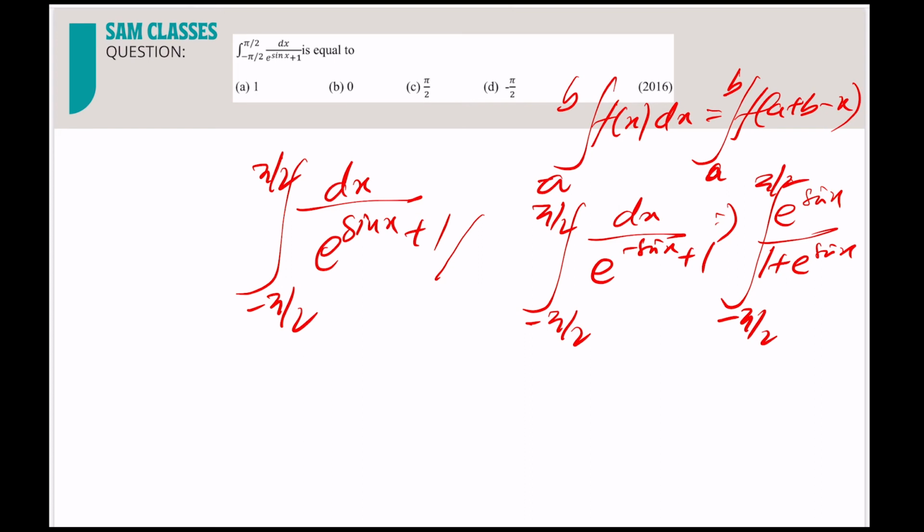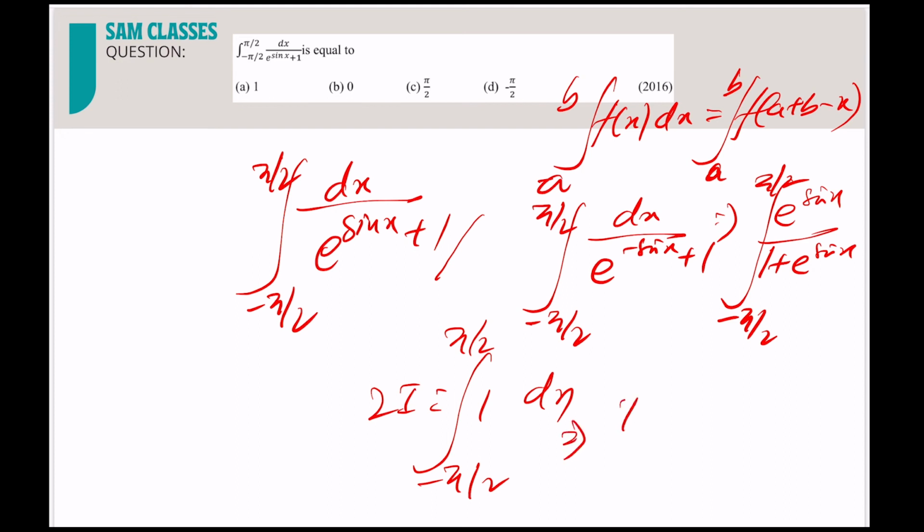Correct. So the moment we got this, add the first and the second. You'll get 1, the same thing, so 2I is equal to the integration of 1 dx. This property is used a lot in KCET. Almost 50 to 60% of each year's questions are based on this. So directly I will be equal to x from minus pi by 2 to pi by 2, so that will be pi, and 2I is equal to this much. So I will be equal to pi by 2. That's it. Very simple.